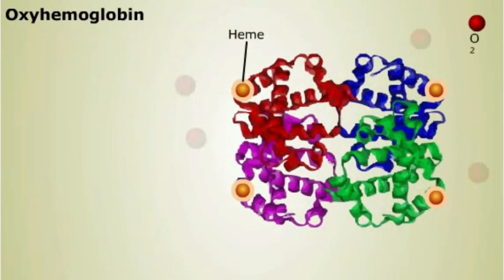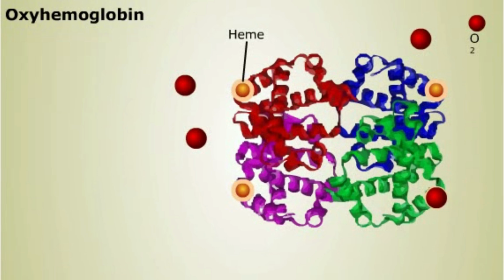When hemoglobin associates with oxygen, it forms a complex called oxyhemoglobin. Because there are 4 hemoglobin subunits, each molecule of hemoglobin can carry 4 oxygen molecules.